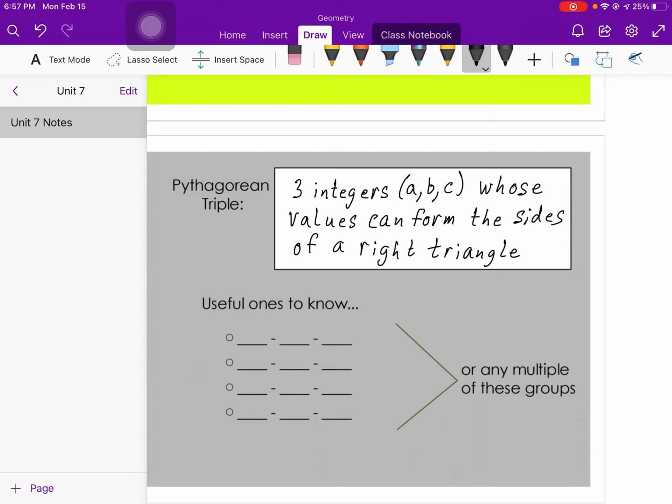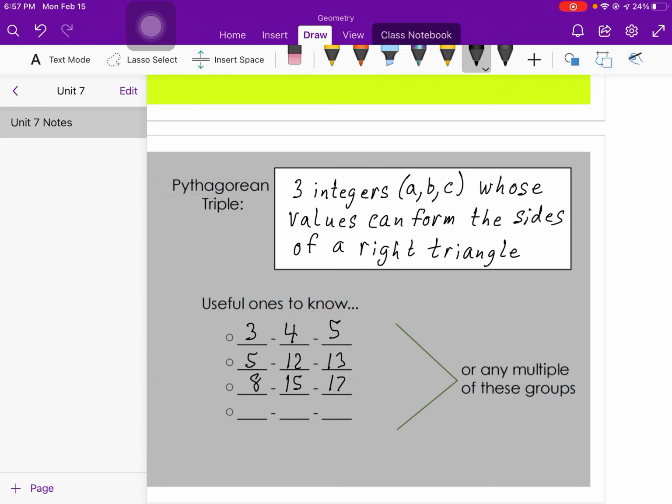a right triangle. There aren't any decimals, there aren't any radicals that we have to worry about, because oftentimes when we take the square root to solve, we get decimals and radical answers. But in this case, the most common one is the 3, 4, 5. Some other popular ones are 5, 12, 13, and 8, 15, 17. Or we can think of any multiple of these groups.